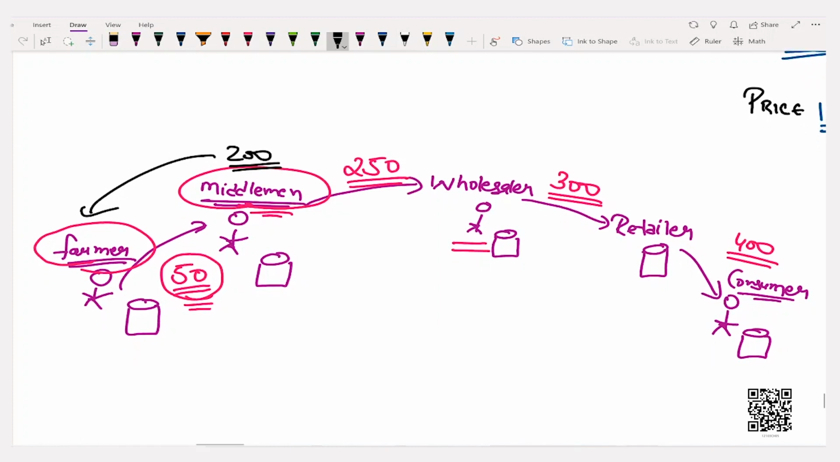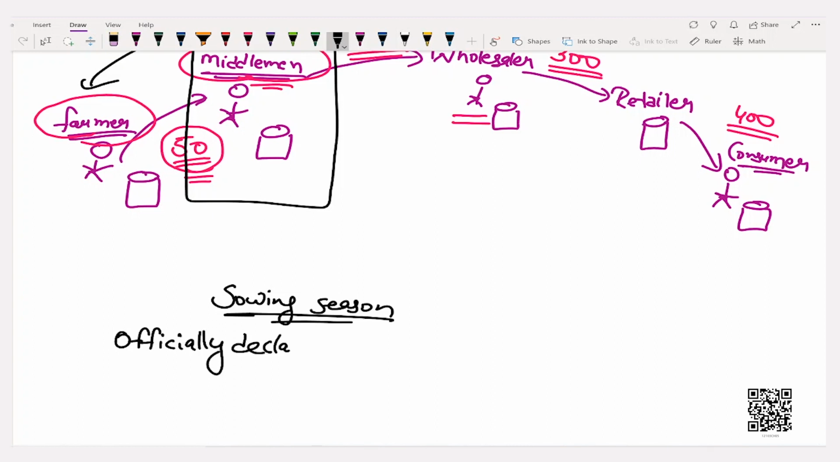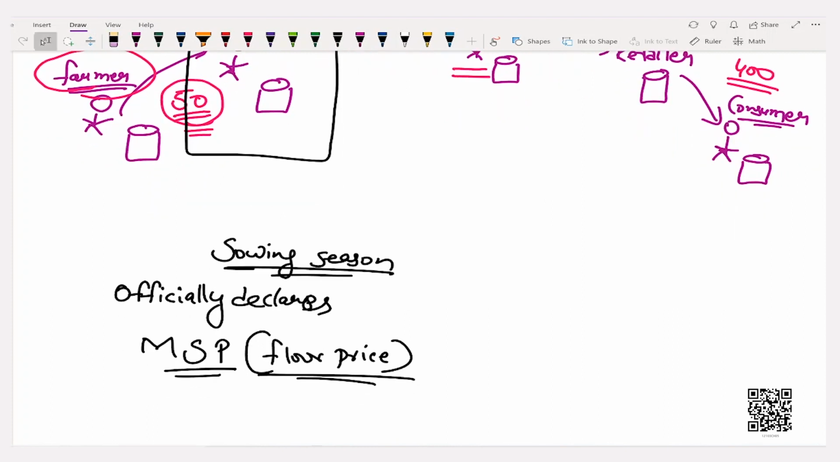So, what does the government do? The government tries to enter the market as a middleman. So, before every sowing season, the government officially declares a price. This price is known as minimum support price or floor price. So, whenever a farmer has to decide what crop he should grow in this season, he can always refer to the minimum support prices declared by the government.